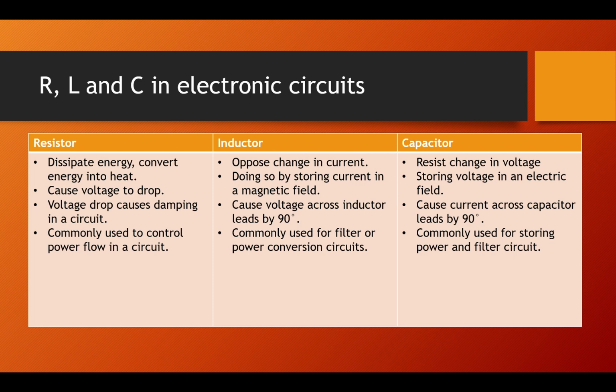The next one is the inductor, which we use to oppose the change in the current. It does so by storing energy in the form of a magnetic field, which causes the voltage across the inductor to lead the current by 90 degrees of phase. We commonly use inductors for filters or power conversion circuits.